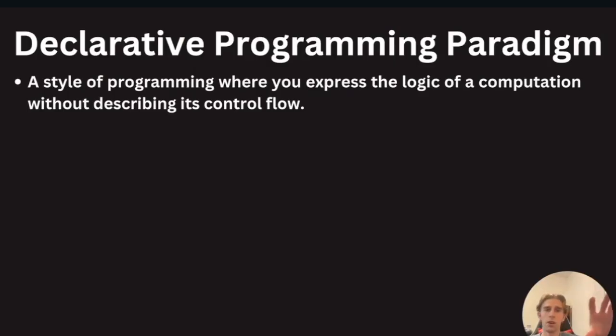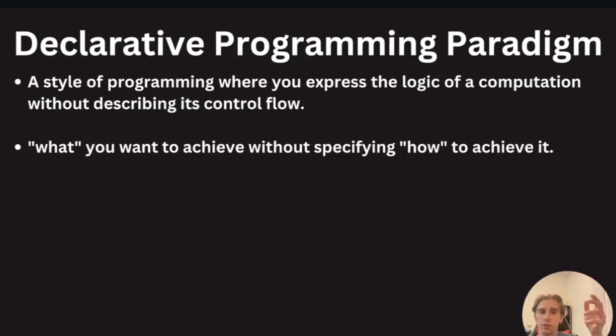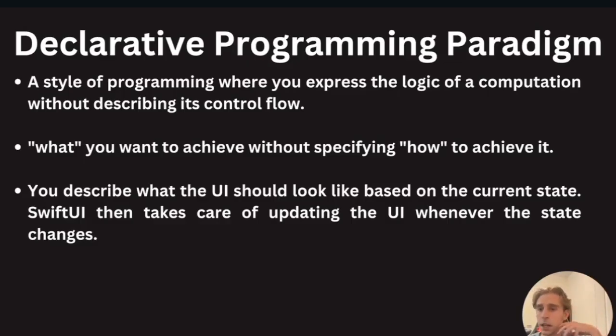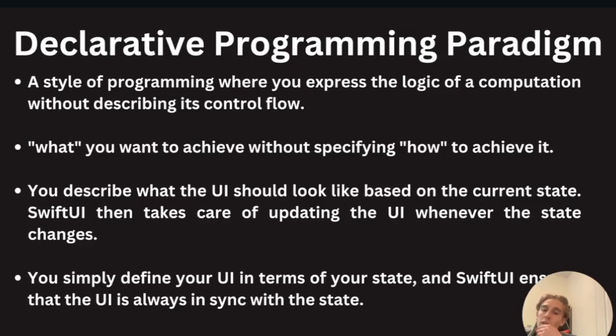So this is a part of Swift's declarative programming paradigm. Basically, this is a style of programming where you express the logic of a computation without describing its control flow: what you want to achieve without specifying how you want to achieve it. That might sound kind of weird, but I think this line clarifies it. You're basically describing what the UI should look like based on a current state, and then SwiftUI is going to take care of updating the UI whenever that state changes. That's just like what we were talking about before with state-dependent user interface. So you should simply define your user interface in terms of your state, and SwiftUI ensures that the UI is always in sync with that state.